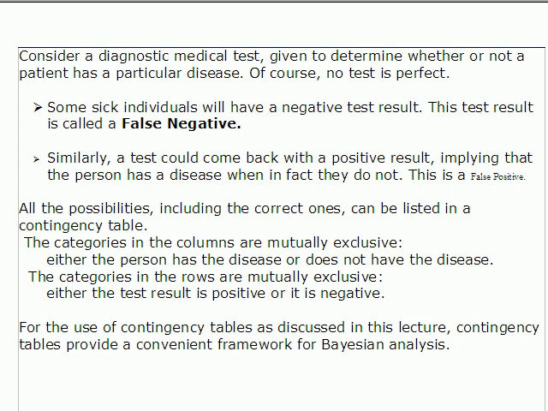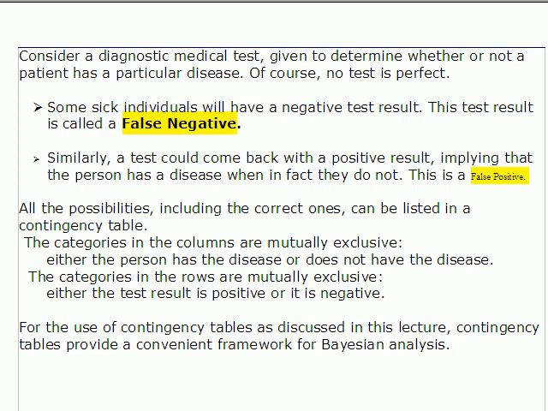So if a sick person gets a negative result, that's a false negative, because they're really sick. If the test comes back positive and the person is not sick, then that's a false positive. So we have a false negative and a false positive. I'm going to take these and all the possibilities, such as true negatives and true positives, and list them together in a 2x2 contingency table.